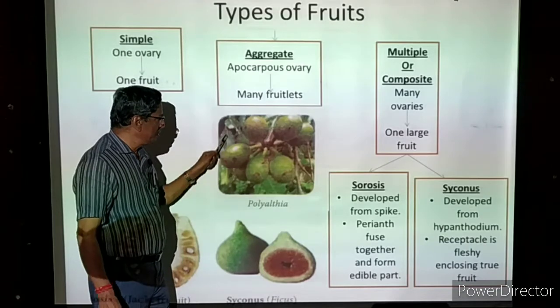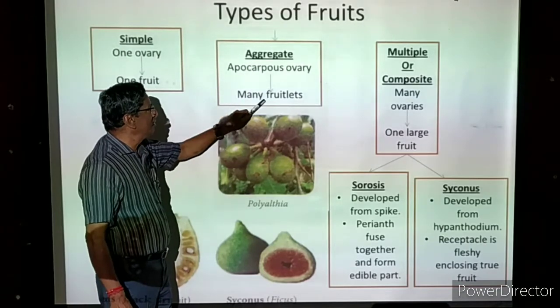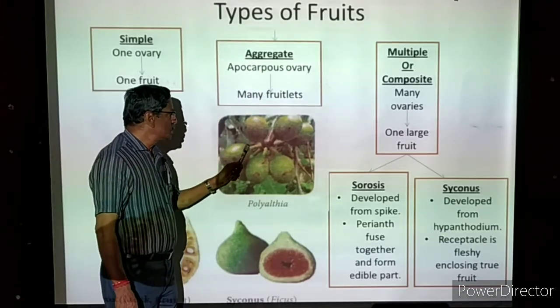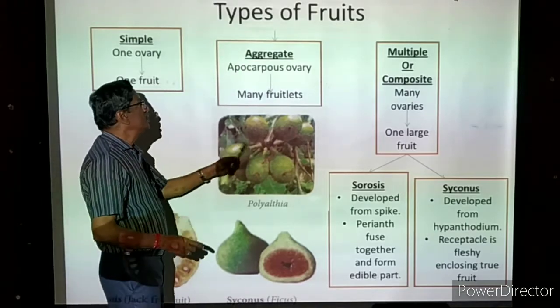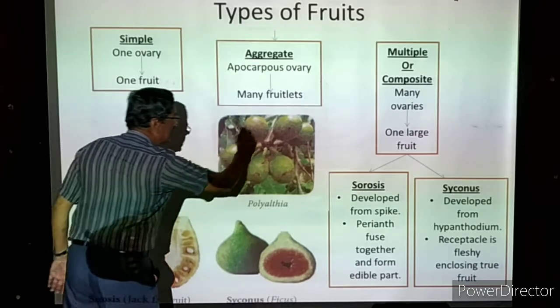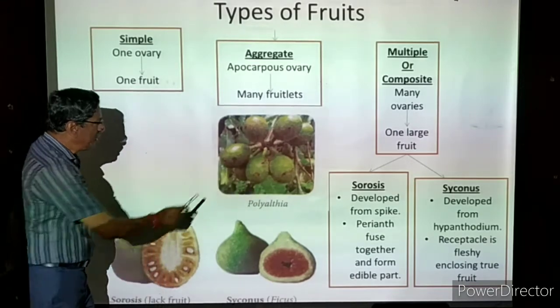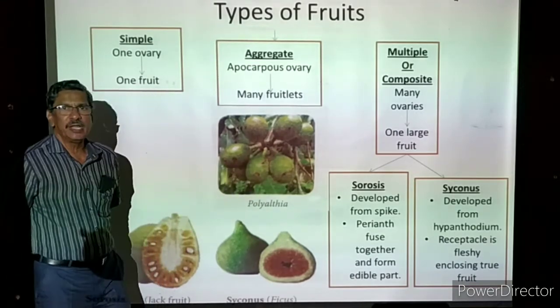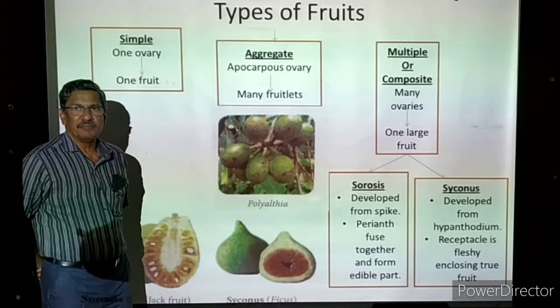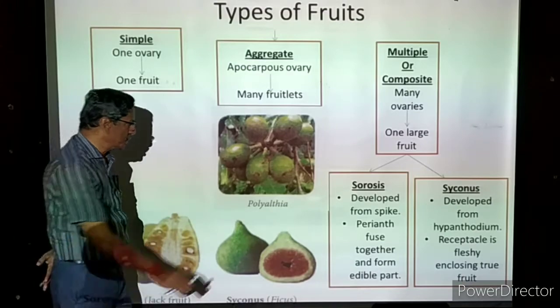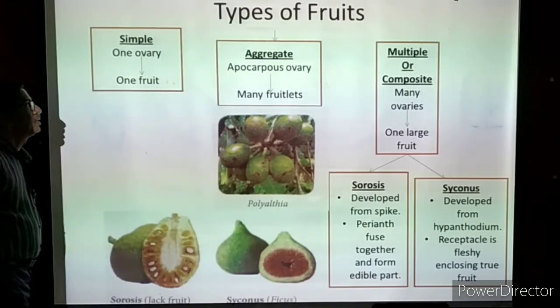All these fruitlets are developing from a single ovary. One ovary develops into many fruitlets. So each small division is called one fruitlet. So that is for aggregate fruit. The whole cluster is called an aggregate. The best example for this is Polyalthia. Polyalthia is very commonly seen in plants everywhere. The Ashoka tree is the Polyalthia.